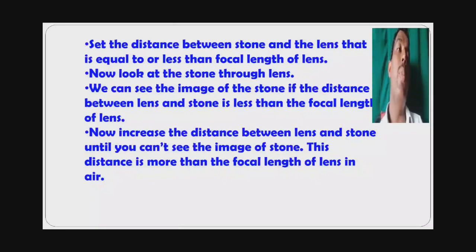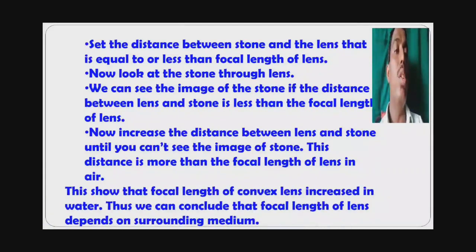But when it is dipped in water, even though the distance between the stone and the lens is more than the focal length of the lens, we can see the stone. How is it possible? This shows that when the lens is kept in water, its focal length increases to 4 times. That's why we can see the virtual image of the stone, even though the distance between the stone and the lens is more than the focal length. This shows that the focal length of a convex lens increased in water.